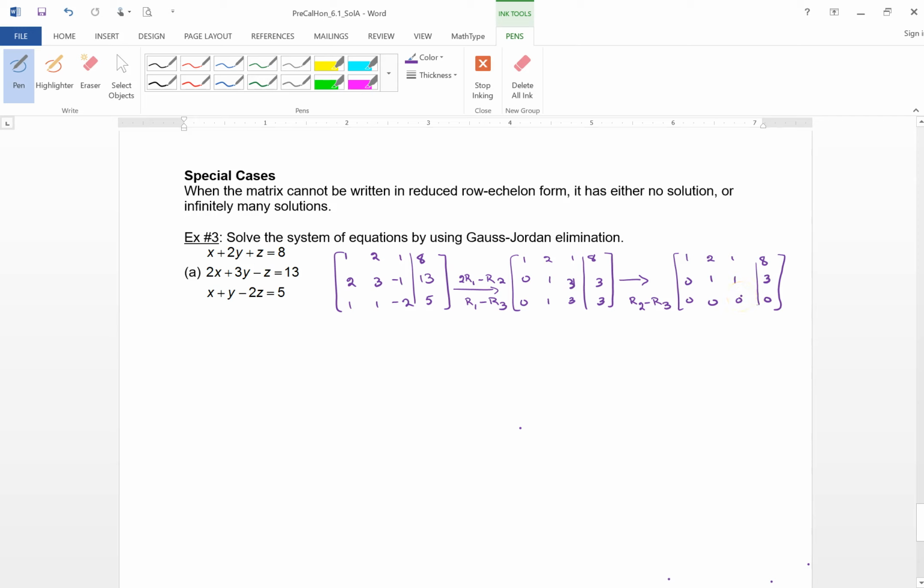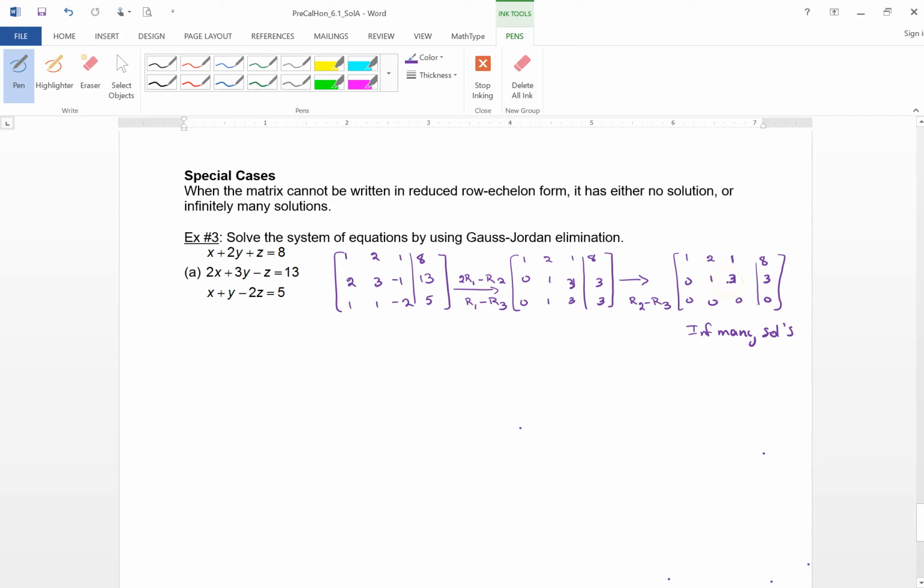Now, what this is saying is 0 equals 0. When does 0 equal 0? Always. So this is one with infinitely many solutions, but you don't stop here. Okay? You don't stop there.